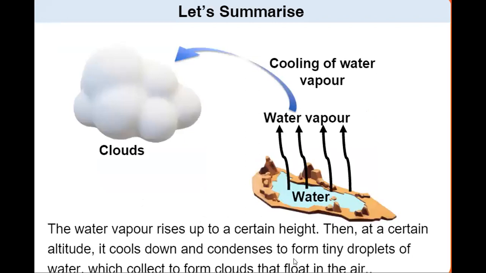Now look here, the formation of clouds. Here, water molecules escape from the water surface as water vapor, and it cools down and forms clouds. Water vapor rises up to a certain altitude, then it cools down and condenses to form tiny droplets of water, which collect to form the clouds that float in the air.